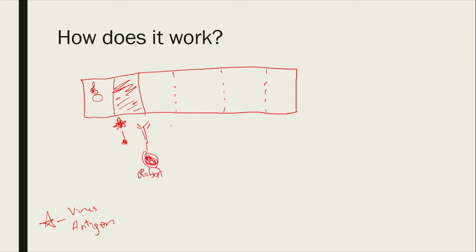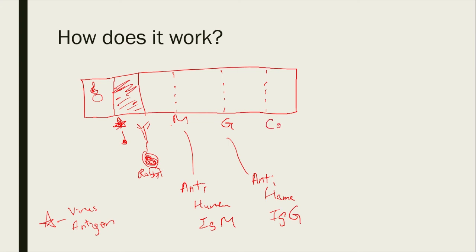All right, rabbit. Now in this first line here, we call this the M line. What it represents is that it contains an antibody that can bind to human IgM, so anti-human IgM. And this G line has material that can bind to human IgG, so an anti-human IgG. And the last line here is our control line.